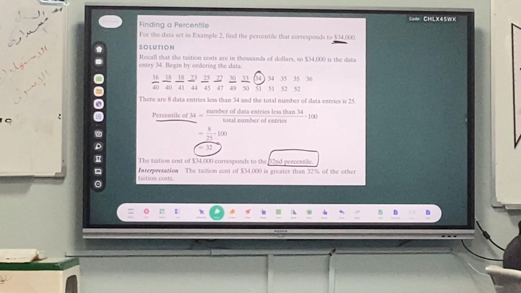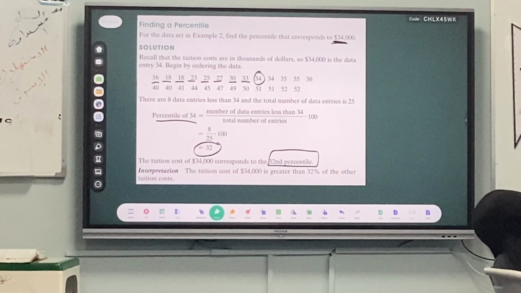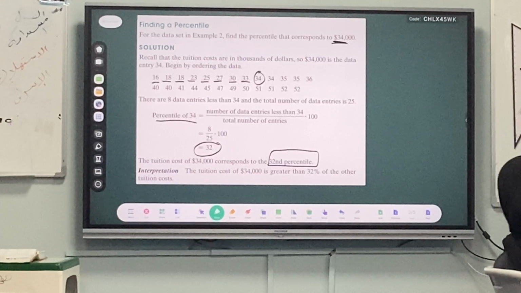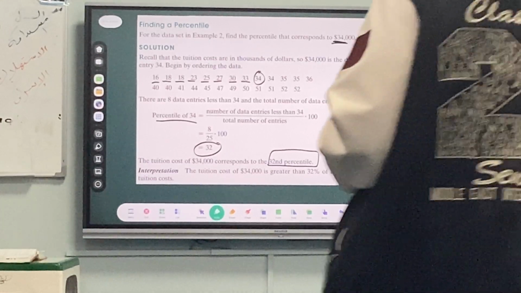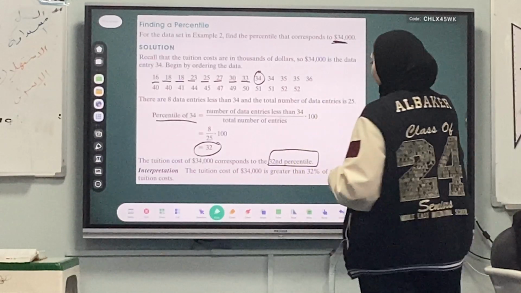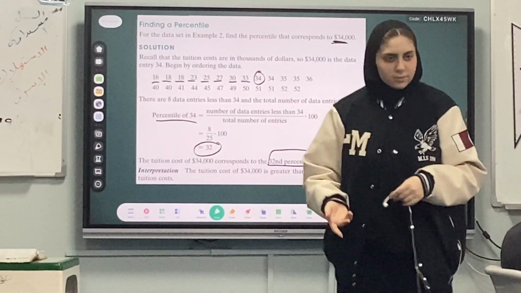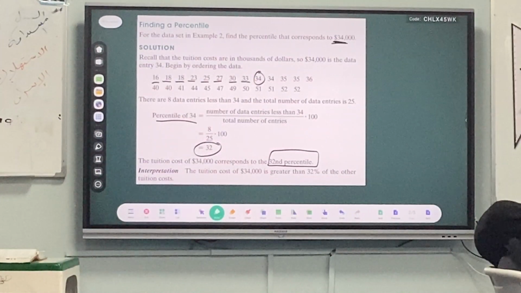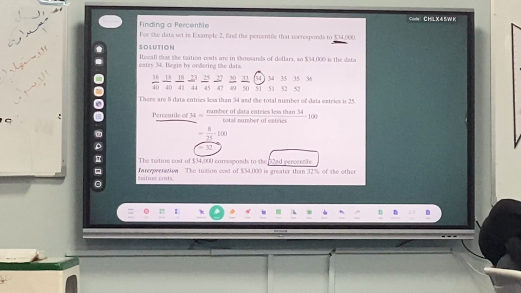Whenever we're looking for a percentile, do you remember the second example, where the score is 1,250 or less? But in this type of question we use the value less than. That is why a tuition of $30,000 is greater than... The formula is always the number of data entries less than X.